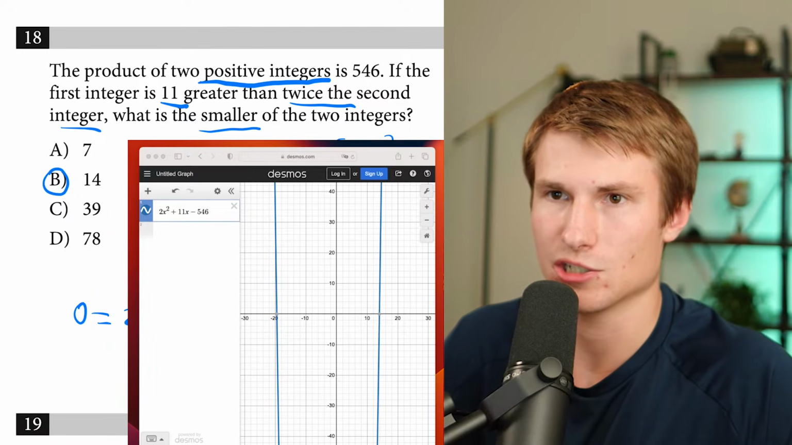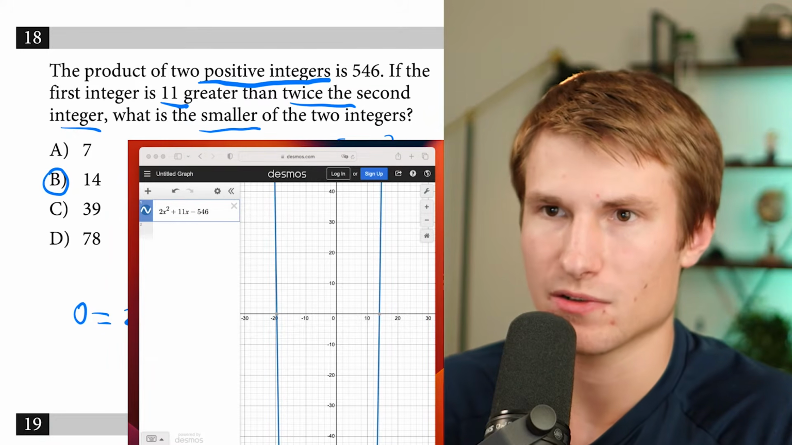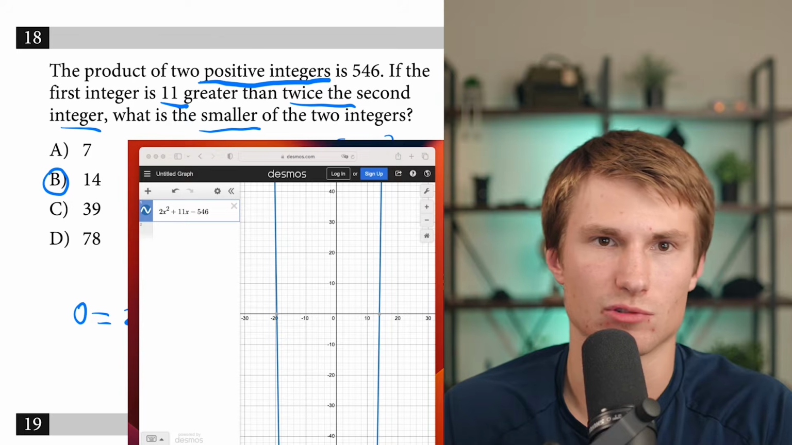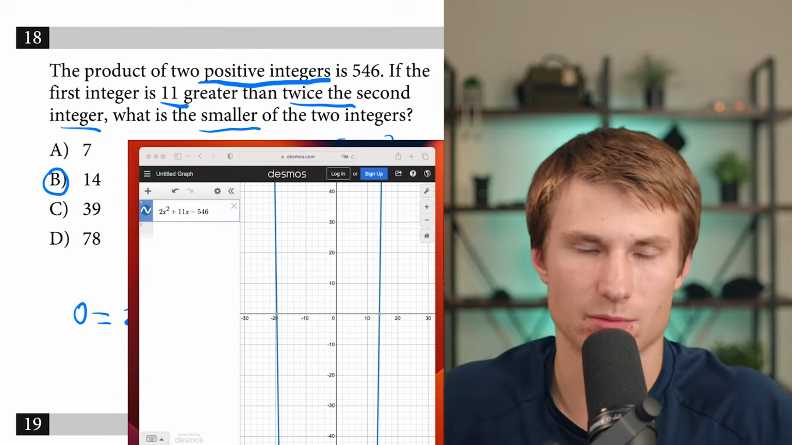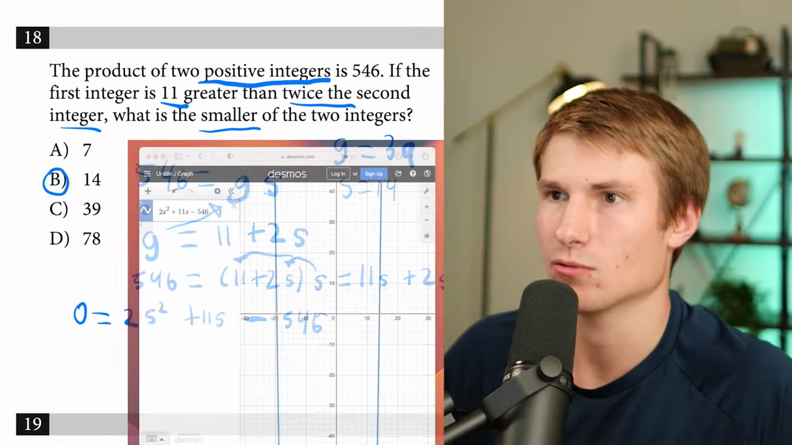We can also check that g is equal to 11 plus 2s. So 2 times 14 would give us 28. 28 plus 11 is 39, which equals g. So that all checks out. So we've got our answer for number 18, and we can go ahead and move on. I'll go ahead and hide Desmos now, and we'll keep on rolling.